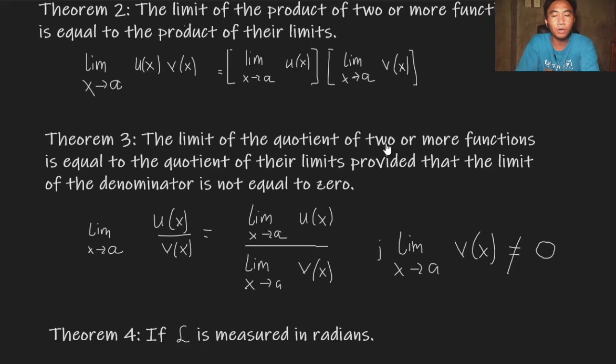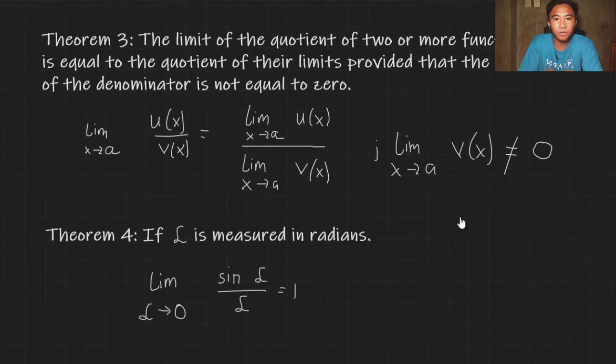The limit of the quotient of two or more functions is equal to the quotient of their limits, provided that the limit of the denominator is not equal to 0. So, same lang to, halos sa product. Pero, ang gusto natin, yung denominator, itong denominator natin, is not equal to 0. Ayan.